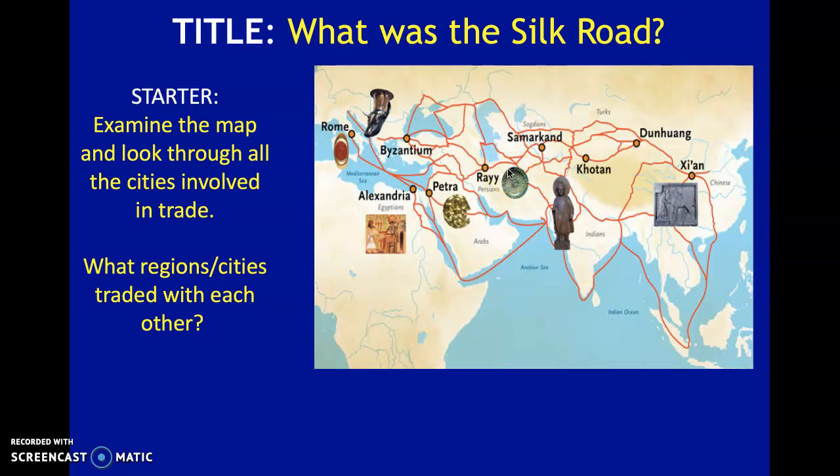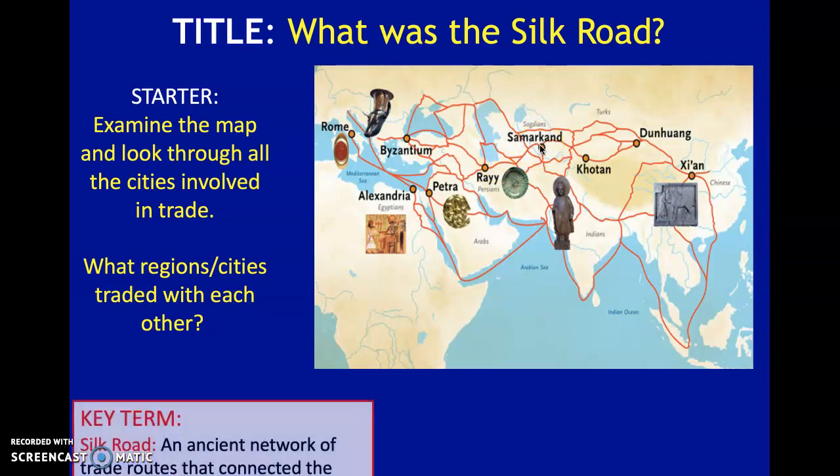Shorter distances were better for trade. So if you were a merchant from Byzantium, you would buy your goods in Persia, so you would pay a little bit more for it. That meant the merchants in Persia made a profit from the goods that they bought in Samarkand. And so that's how this trade network really worked.